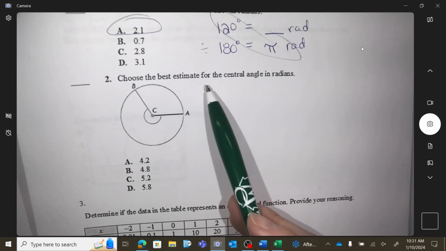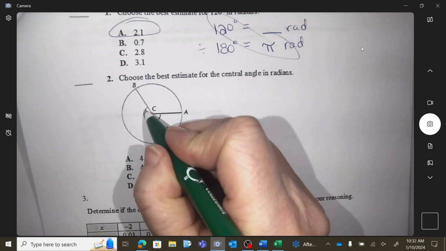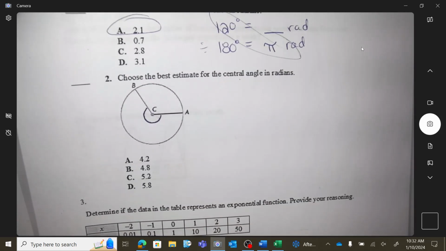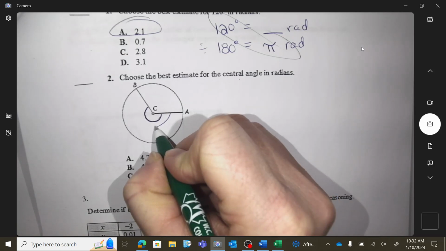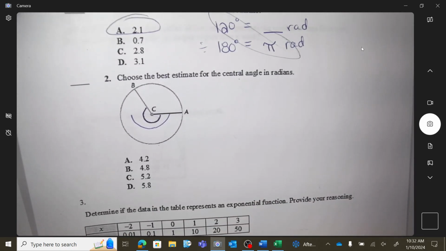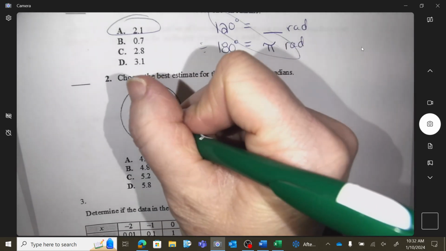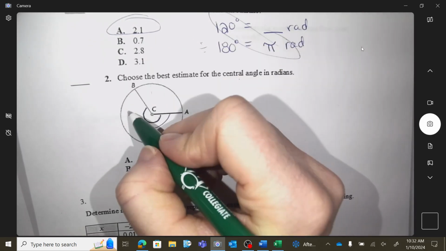Okay, so choose the best estimate for the central angle in radians. So the central angle, it's marked like this. How big is that? Well, I'm going to go in degrees because my brain works like that. So this is 90. This is 180. The next up here would be 270.